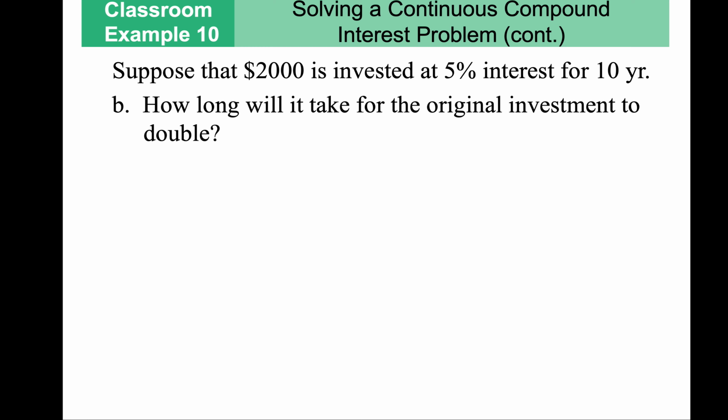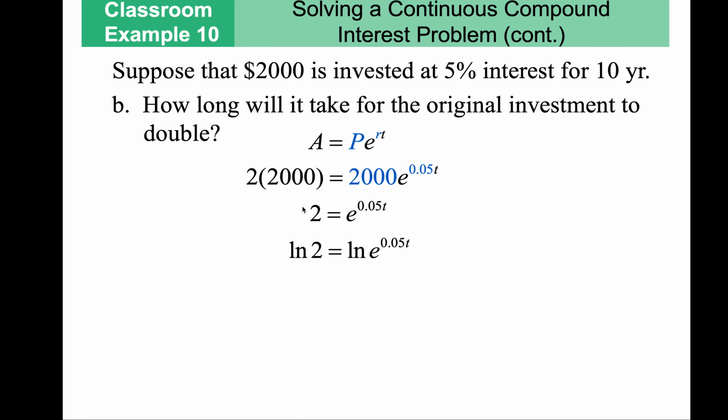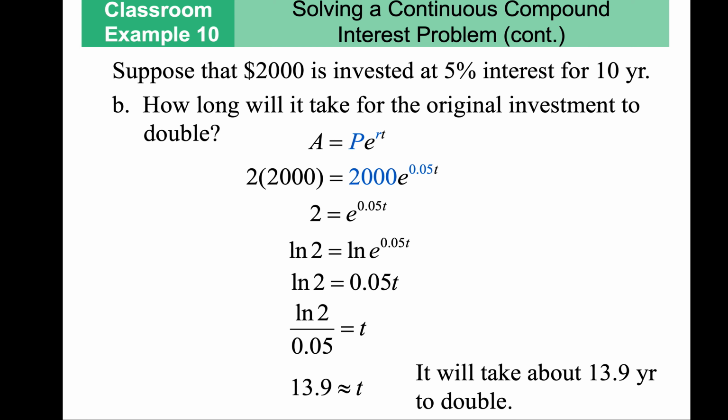Now, if I want to know how long it takes to double, that's still PERT because I'm still compounding continuously. I want to double my $2,000, so that would be $4,000. I would divide both sides by 2,000, and that would give me 2. Then I'm going to take the natural log of both sides. It's the natural log because this is base e. I bring the exponent to the front. Natural log of e is 1. That's where it went. I divide by 0.05, and I get 13.9 years.